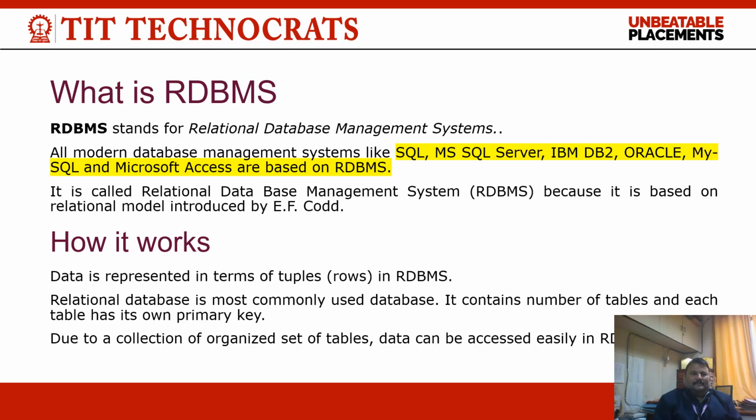In this, data is arranged in the form of tables. How does it work? Data is represented in terms of tuples or rows. The relational database is the most commonly used database, and it contains a number of tables, and each table has its own primary key. Due to the collection of an organized set of tables, data can be accessed easily in the RDBMS.